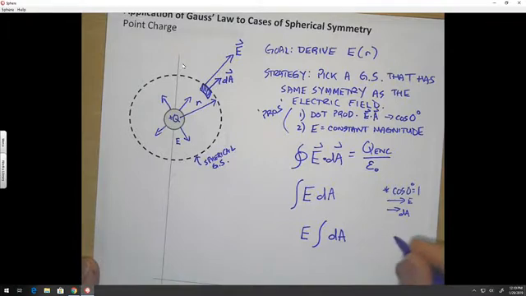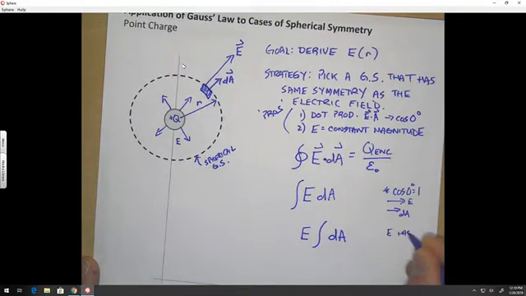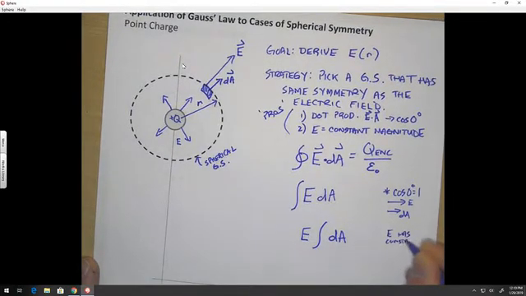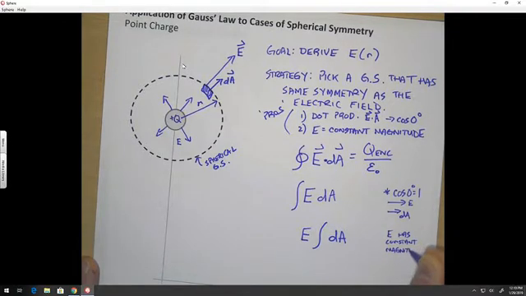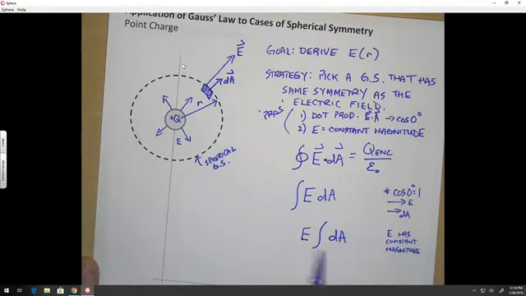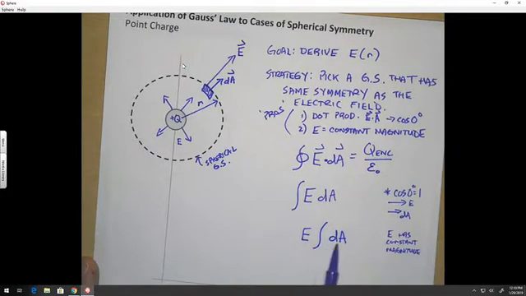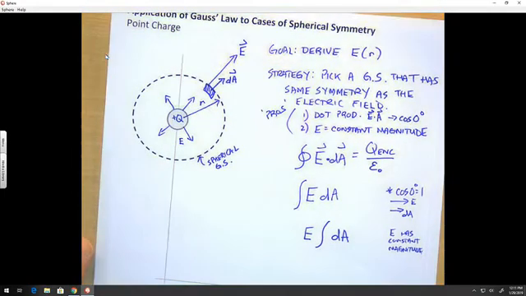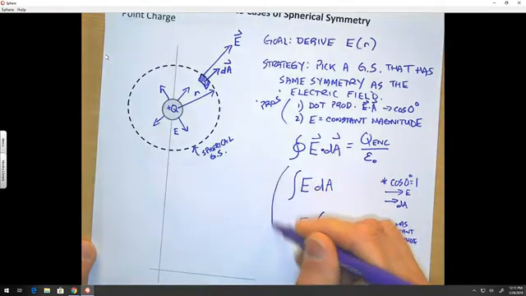And I can do that because of my benefit number 2, which is that E has constant magnitude, right? So E is effectively a constant here. So it's not going to change as I find my dAs. So that's the big deal, right there, those two steps. This is where I get my advantages.